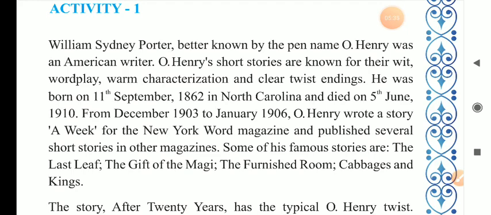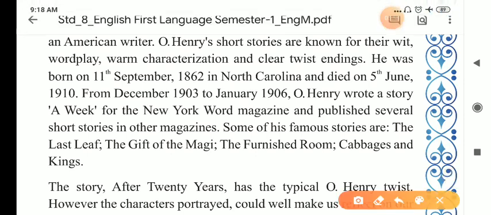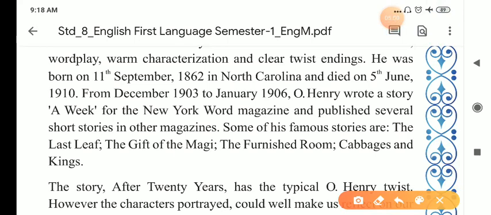From December 1903 to January 1906, O. Henry wrote his short stories in the weekly New York magazine, World magazine. It's a well-known magazine throughout the world. There he used to write his short stories, and he used to publish it. And so many times with his several short stories, he was praised throughout the world. Even he published his short stories in other magazines also.